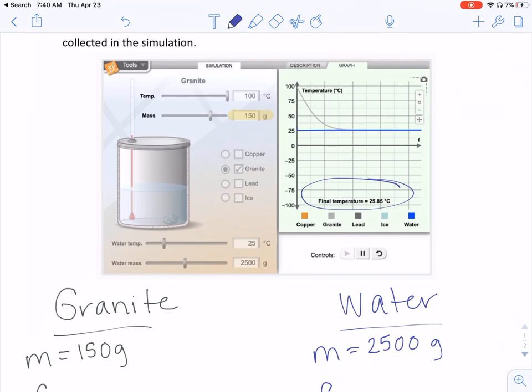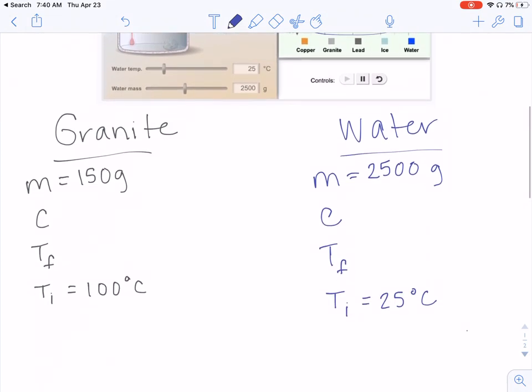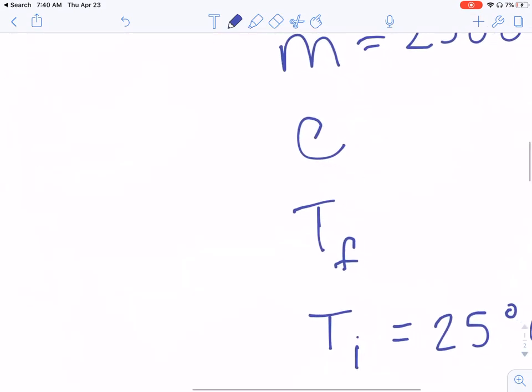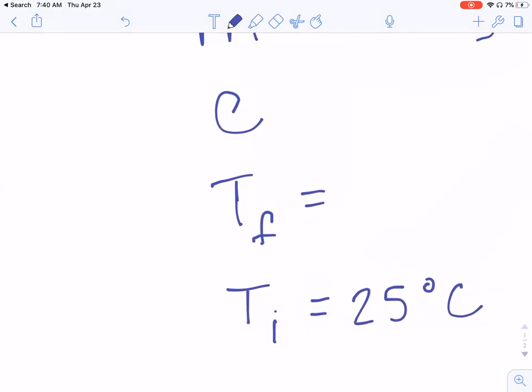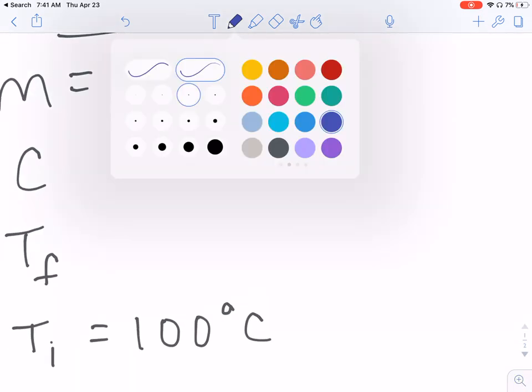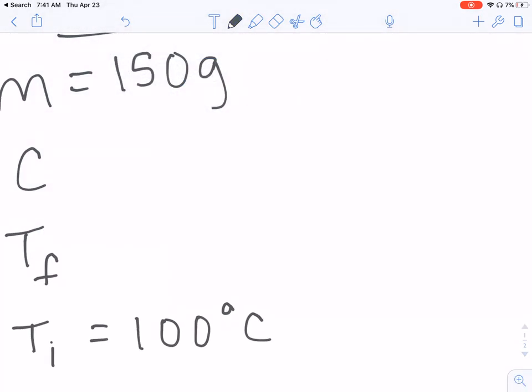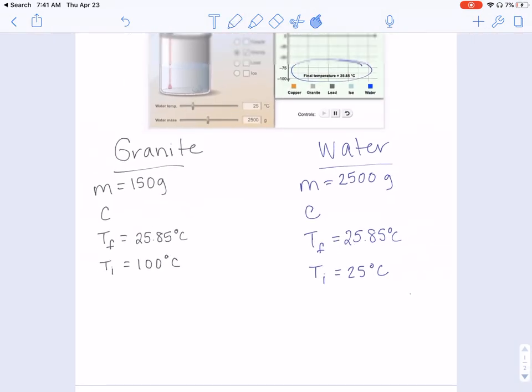So that final temperature, the 25.85, is the final temperature of the water, and it is also the final temperature of the granite, because heat is going to stop flowing when we've reached thermal equilibrium. So this is 25.85. So in any problem where your heat is flowing from one to the other, so any calorimetry problem, you have one final temperature that you are measuring. All right. And then I need one more piece of information.